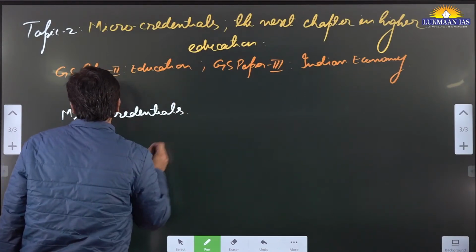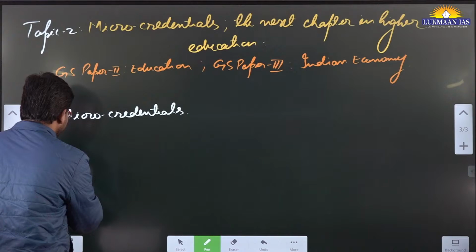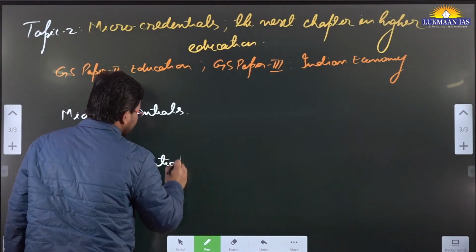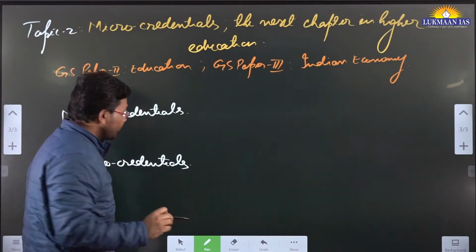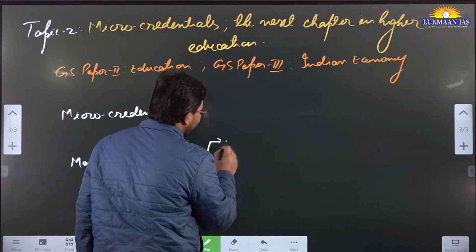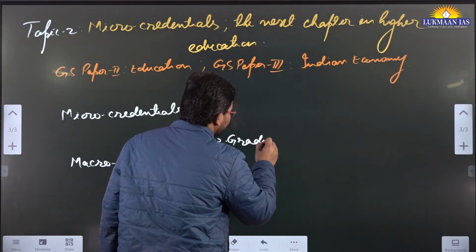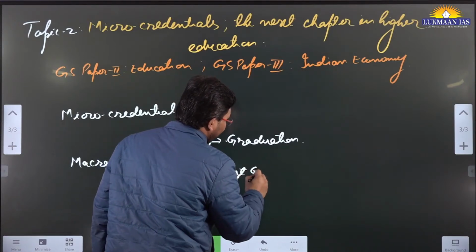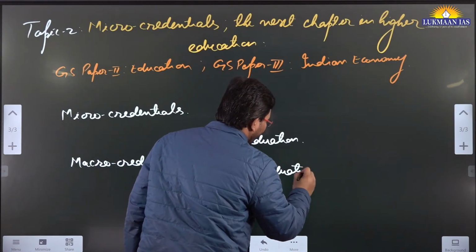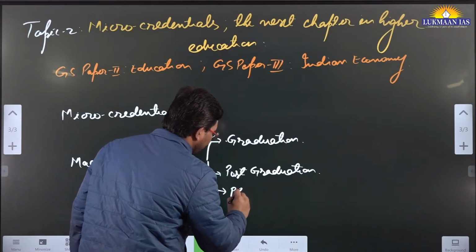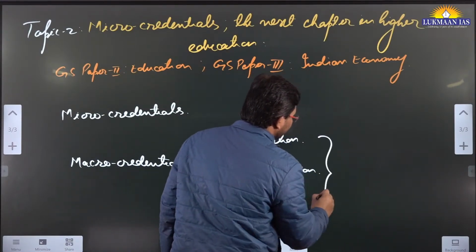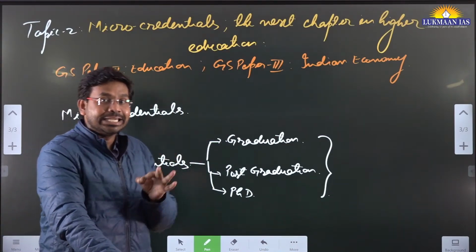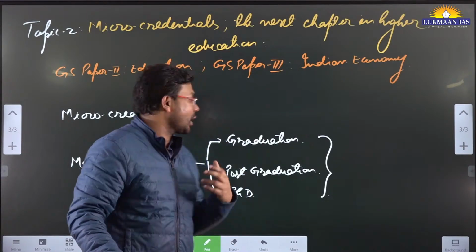We will understand micro credentials versus macro credentials. To understand this, let us first understand macro credential. For example, there is a person who does graduation, or a person who does post graduation, or a person who does PhD. These kinds of education are known as macro credentials, because a person has to spend a significant number of years of his or her life to acquire these credentials.